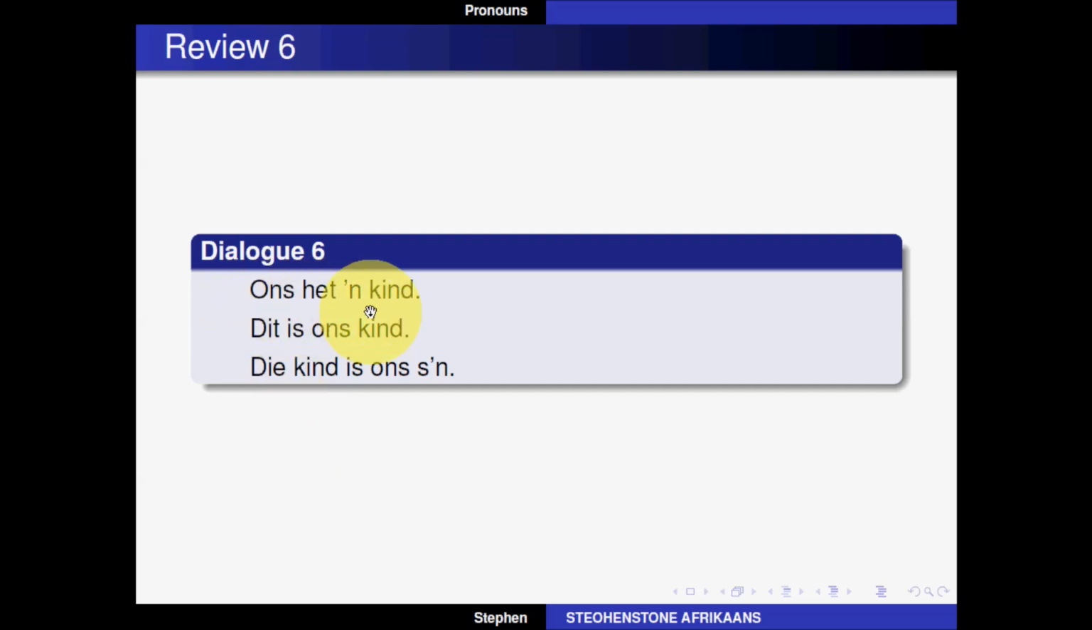Ons het 'n kind. Dit is ons kind. Die kind is onsen. So we only have two more to go, and then we're done.